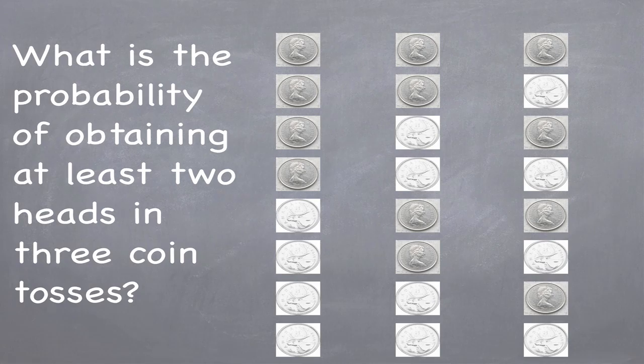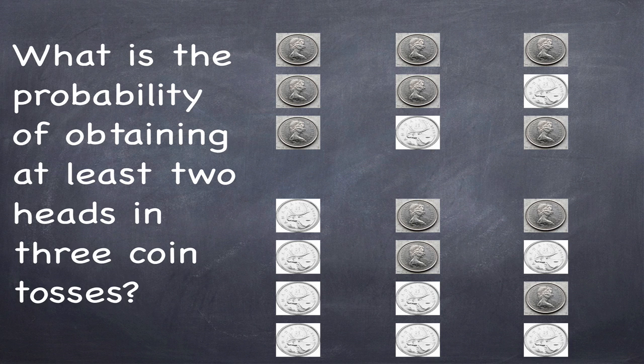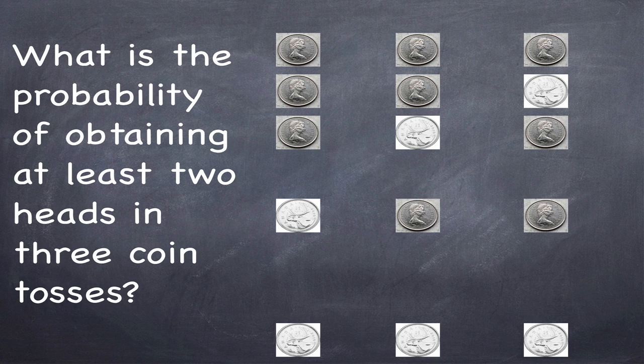What is the probability of obtaining at least 2 heads in 3 coin tosses? Well, there are 8 possible outcomes. Among the 8 possibilities, which outcomes have at least 2 heads? Well, you can see that the 4th outcome only has 1 head, so let's eliminate that. And you can see that the 6th outcome also has only 1 head, so let's eliminate that. And same with the 7th outcome, it only has 1 head as well. And the 8th outcome has no heads.